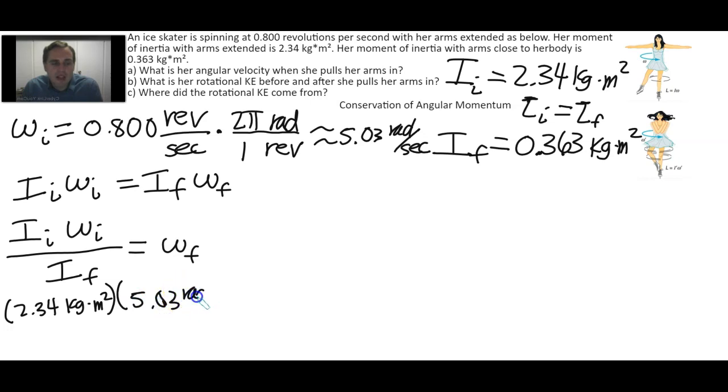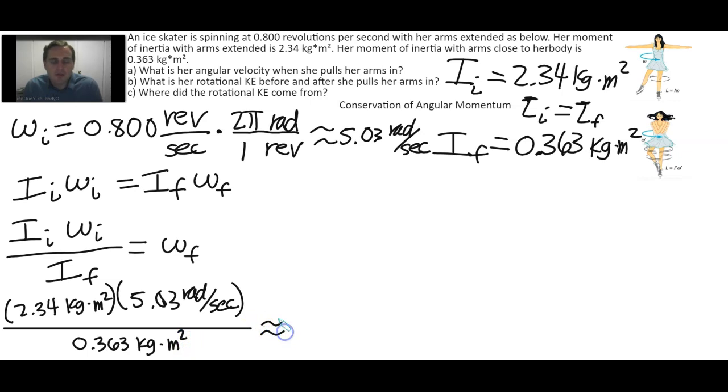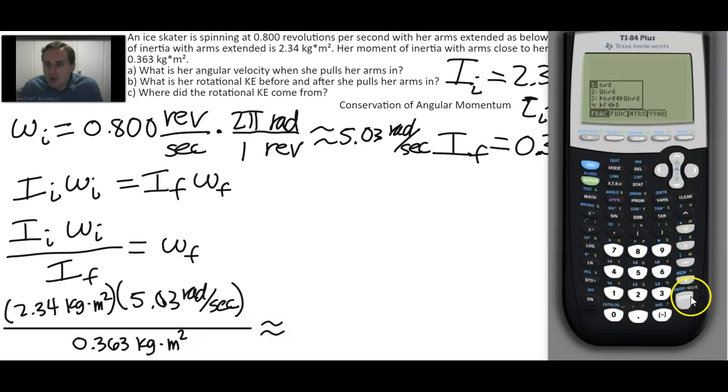That's radians per second, and then we divide by the final rotational inertia, 0.363 kilograms times meters squared. So let's get this number. So alpha, fraction stack, numerator over denominator: 2.34 multiplied by 5.03 and divide that by 0.363. There we are. And that should be 32.4, and that's going to be radians per second.